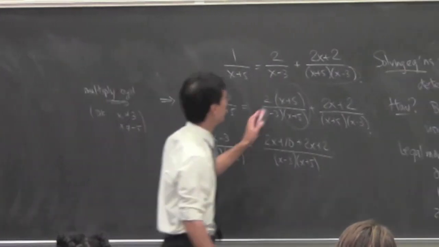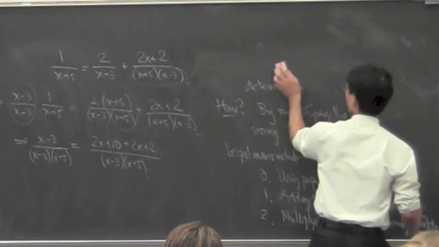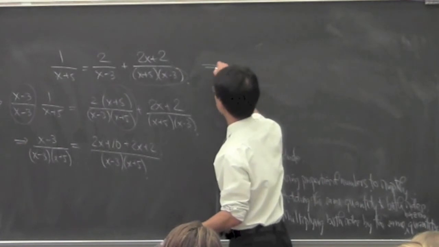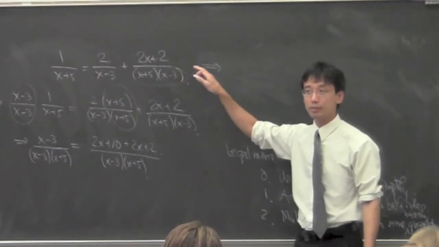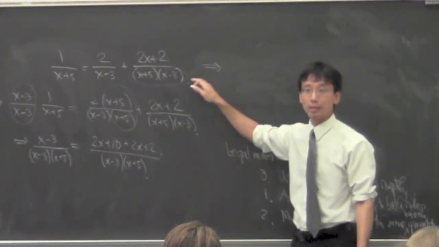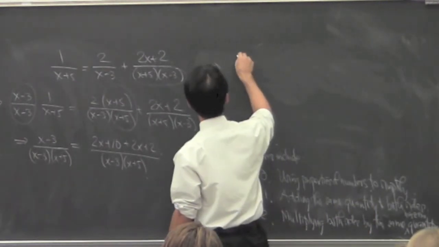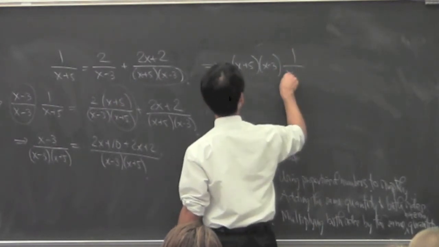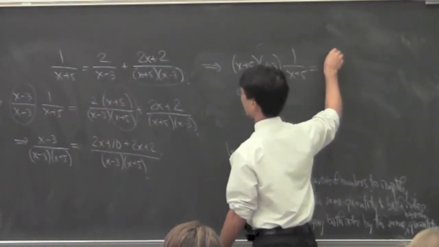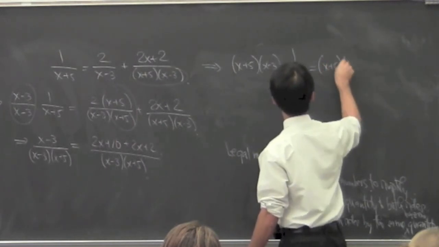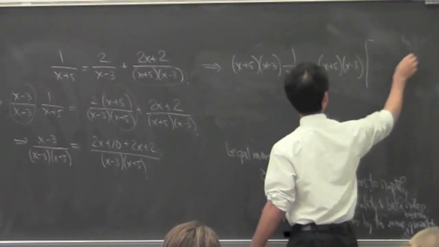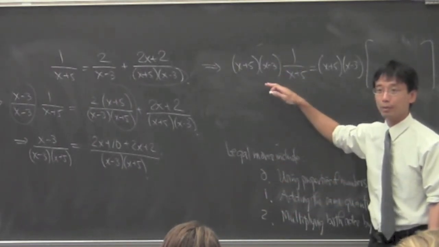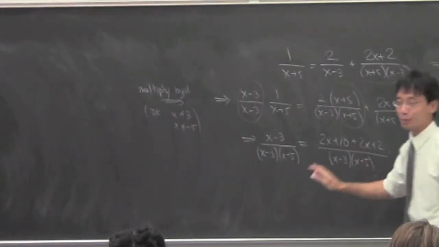Or, I guess another way we could have done it is just multiply both sides by x plus 5 times x minus 3. Right? You could have said, take x plus 5, x minus 3 times the left side, and then x plus 5, x minus 3 times the right side. Right? And that would clear out the bottom and give us the same thing. Anyway, we'll keep on doing this.